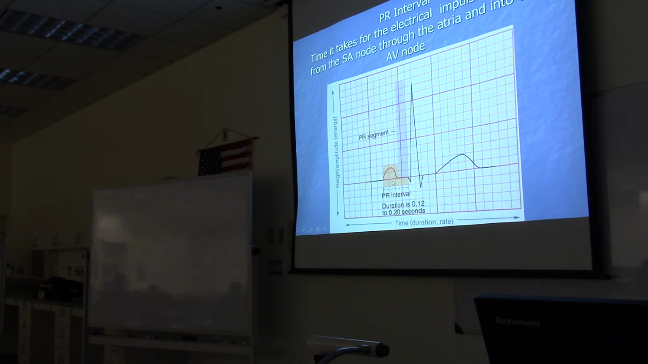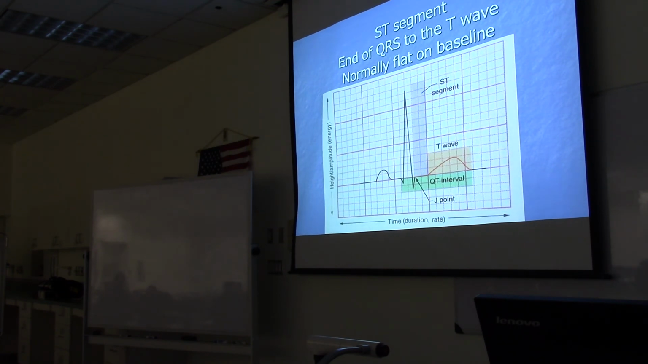Here it shows you the PR interval. You begin with the beginning of the P wave to the beginning of the QRS. That's your PR interval. The ST segment is what's between the QRS and the T wave, and that's called the ST segment. And it should be flat and at the baseline. I don't think I ever see it flat on the baseline, but that's what it's saying is normal.